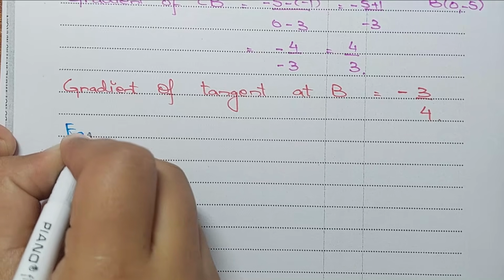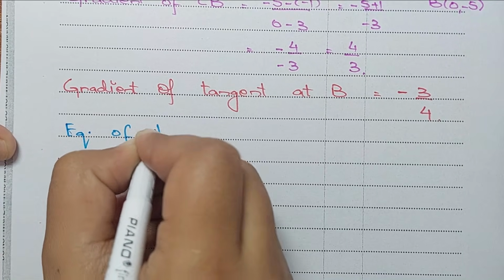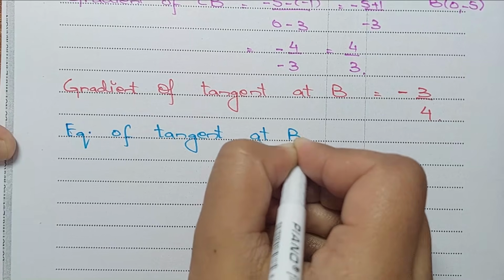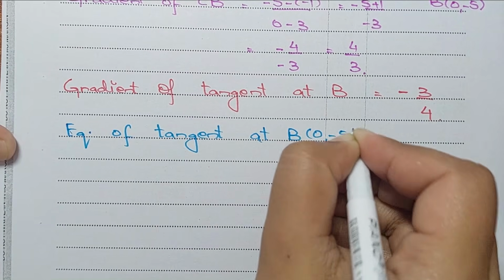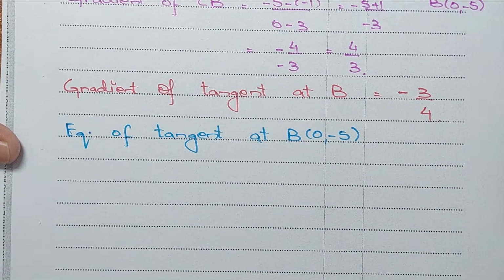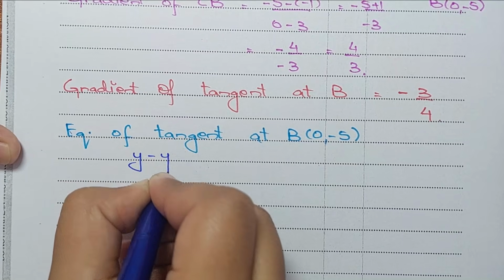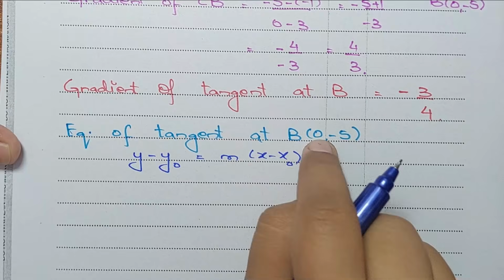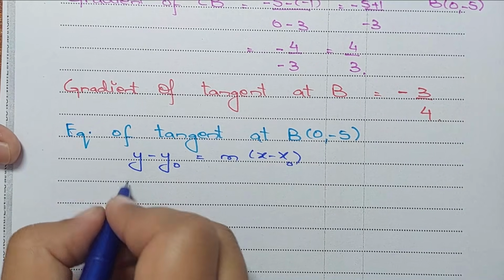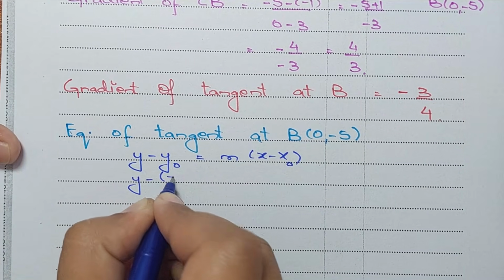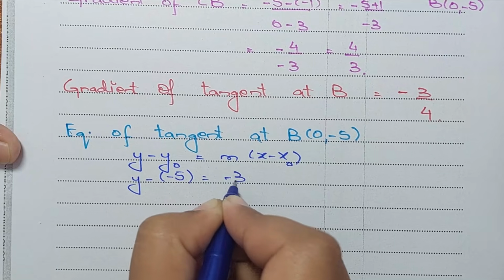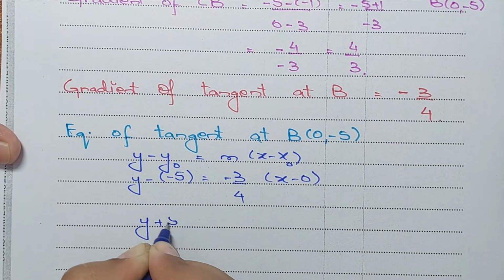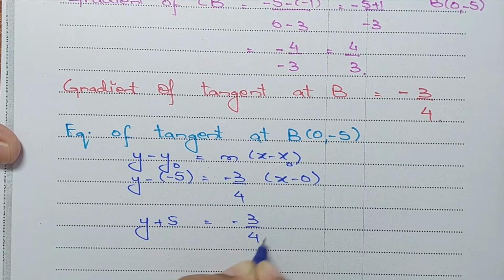So the equation of tangent at B, which is (0, -5). The equation of tangent has the formula y minus y naught equals m times (x minus x naught). x naught is 0, y naught is minus 5, and m is minus 3 by 4. So y plus 5 is equal to minus 3 by 4 x.